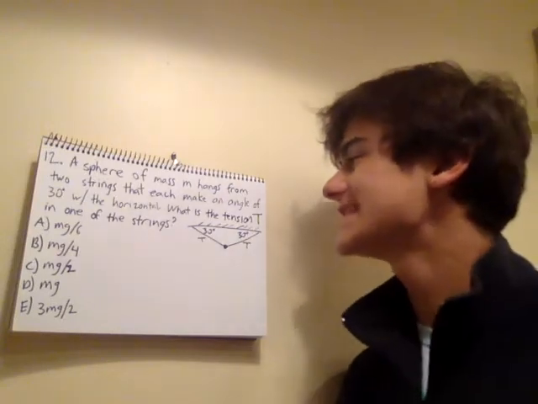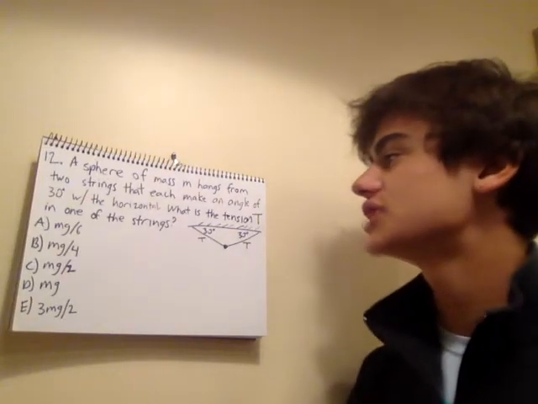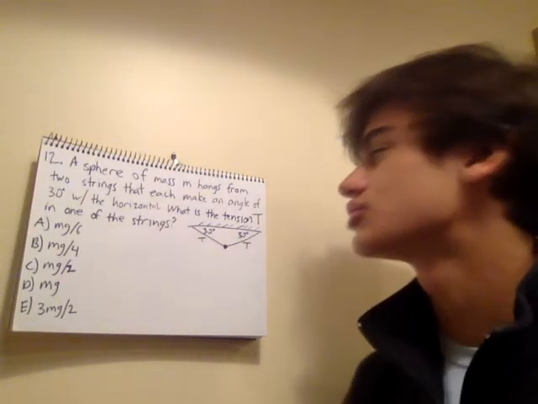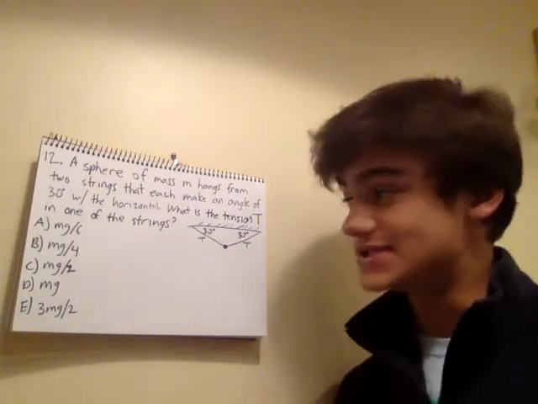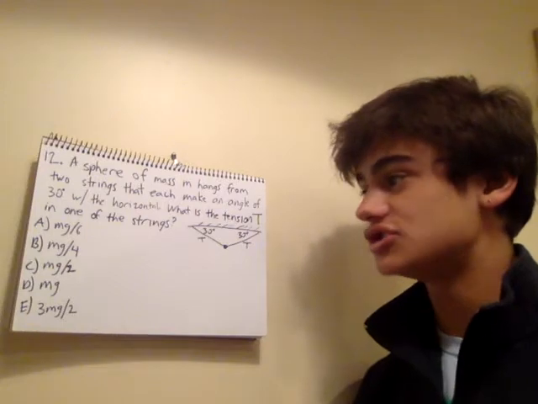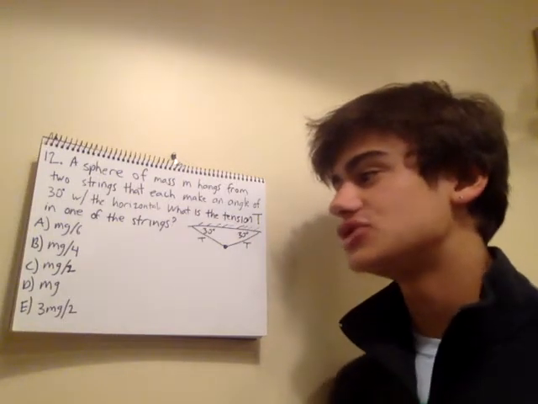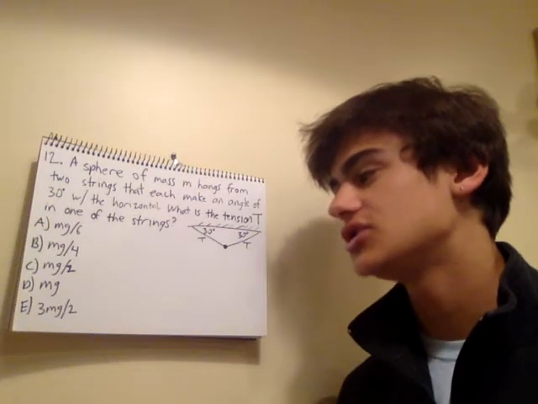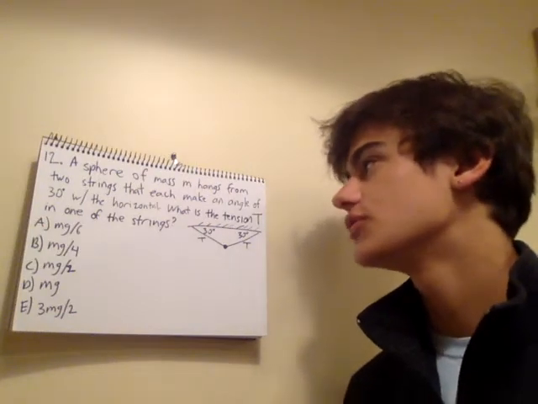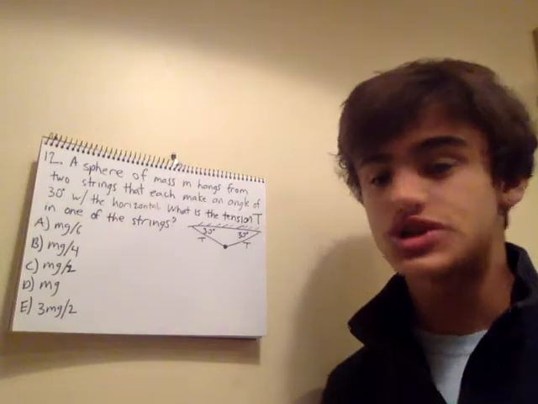A sphere of mass m hangs from two strings that each make an angle of 30 degrees with the horizontal. What is the tension T in one of the strings? Answer A states mg over 6, B mg over 4, C mg over 2, D mg, and E 3 mg over 2. So what we're dealing with here is Newton's second law.